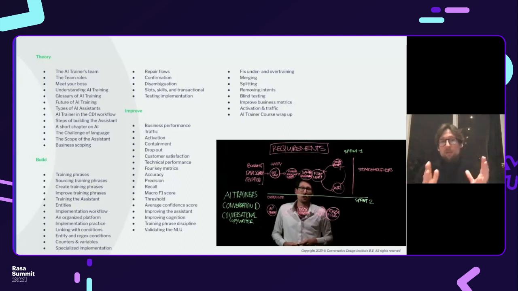And we really see, and I think that's one of the key challenges that a lot of companies face right now. There's the engineers, and then there's the designers. And the AI trainer is often someone that kind of sits between those developers and those designers. They're the bridge between the two. So all of the content that you see here is for the AI trainers that are going to really help unlock the potential of Rasa as a conversational AI technology.